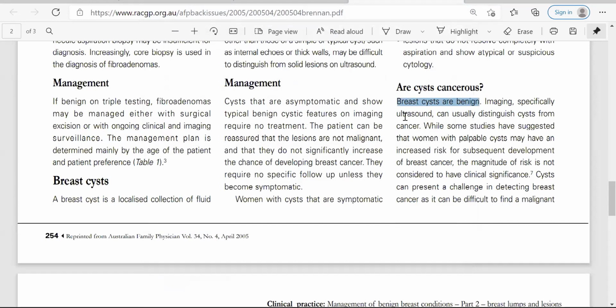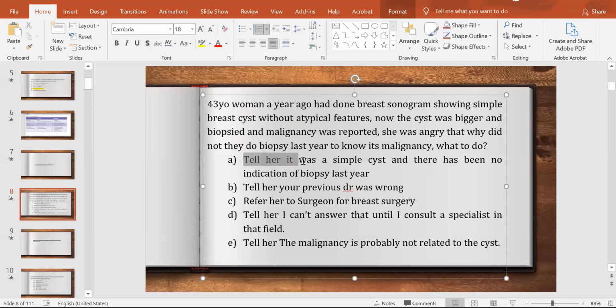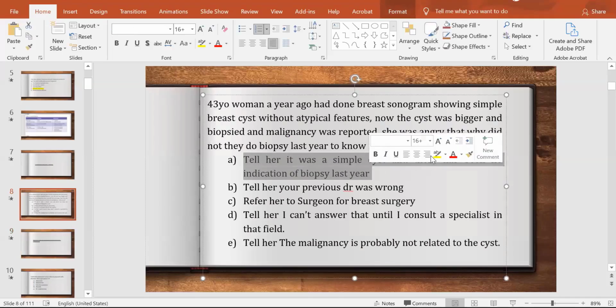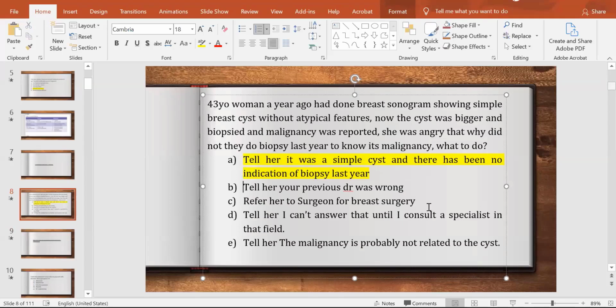So breast cysts are benign. Imaging, especially ultrasound, can usually distinguish cyst from cancer. Okay, so usually this is our answer here. So we'll say that tell her it was a simple cyst and there has been no indication for biopsy last year. So that should be your correct answer in here. Yeah, we don't need to do any follow-up according to the RSCGP. If it's a simple breast cyst, asymptomatic, and ultrasound says that it's not a cancer, there is no suspicion, we don't need to follow up.